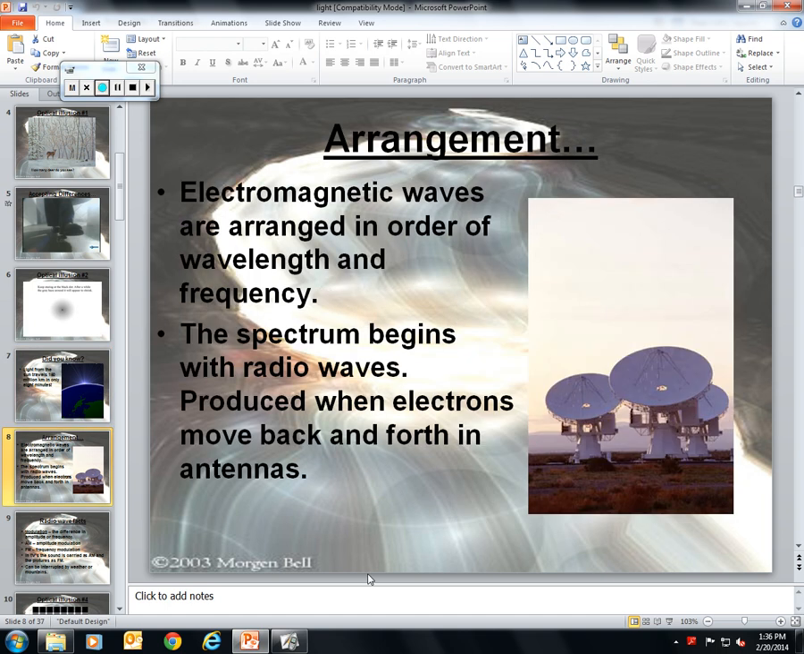Alright, the electromagnetic waves are arranged in order of wavelength and frequency. So the weakest waves, which have the biggest wavelength and the slowest frequency, are going to be at the beginning, and it's going to get faster and stronger as we move toward the end. So it begins with radio waves. Those waves are about the size of buildings. They're pretty big. They're produced when electrons move back and forth from antenna to antenna.